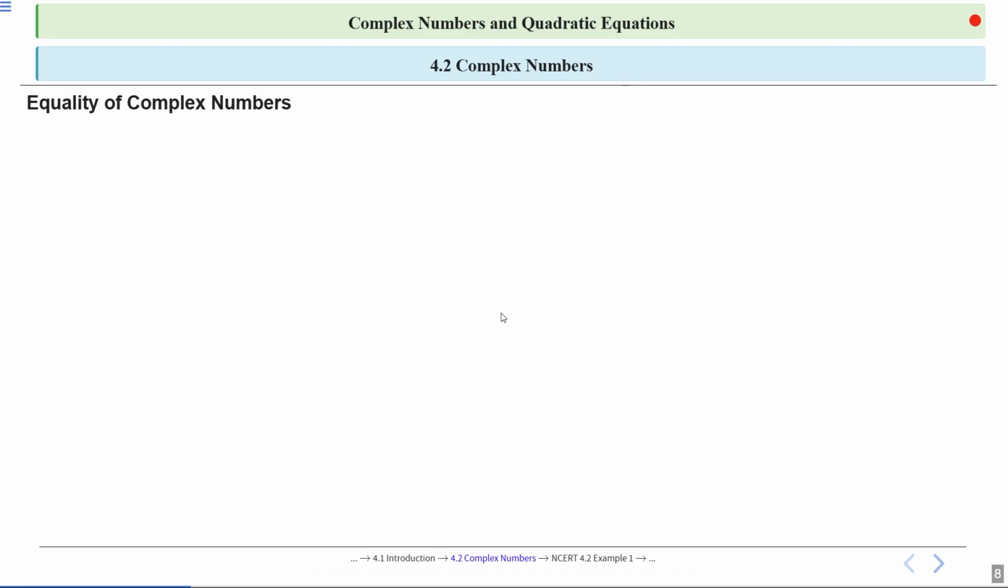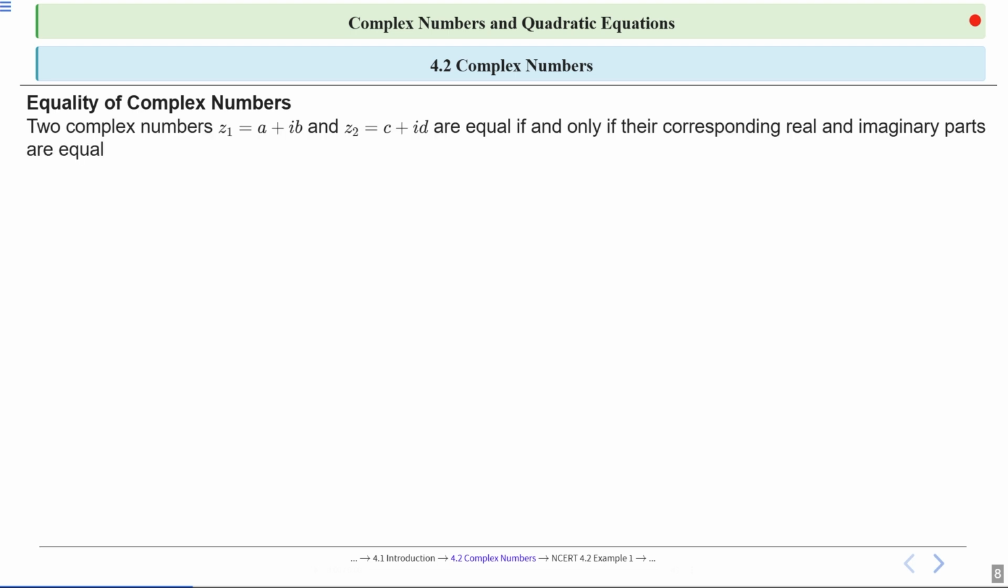Now we will discuss the equality of complex numbers. This is an important concept in understanding how to compare and work with complex numbers in mathematics. We will see how to determine if two complex numbers are equal by looking at their real and imaginary parts. So let's start by stating the rule.